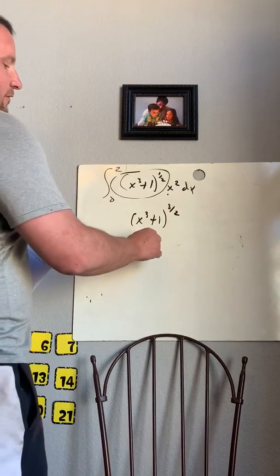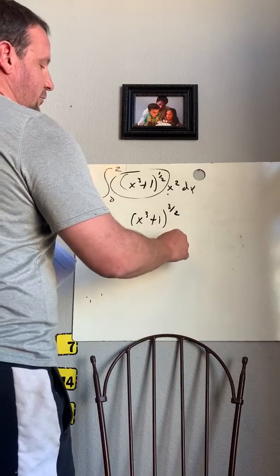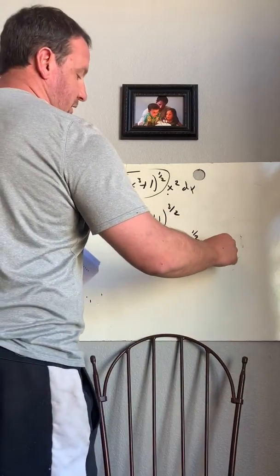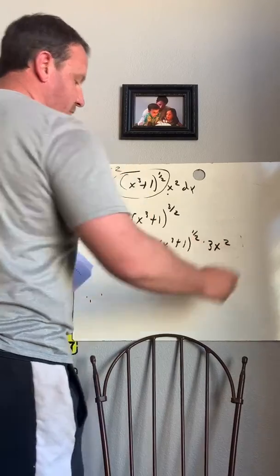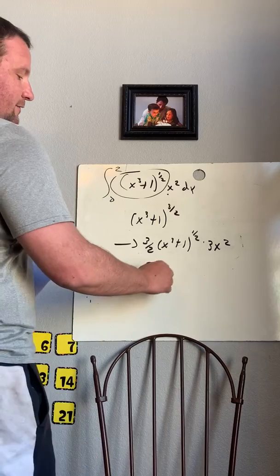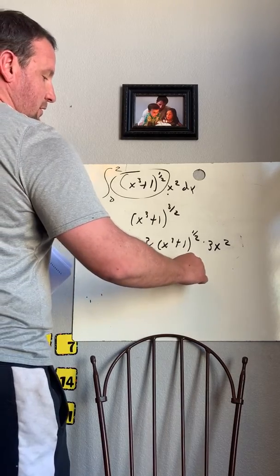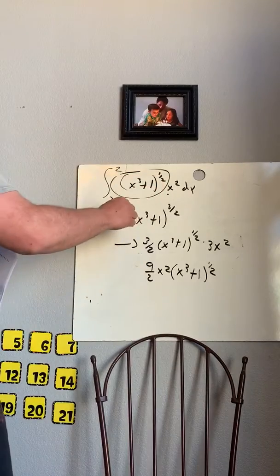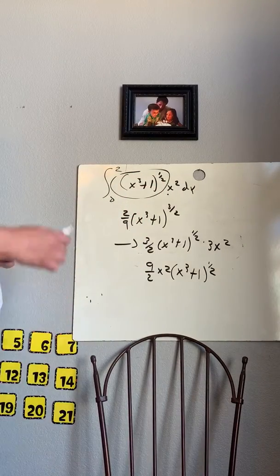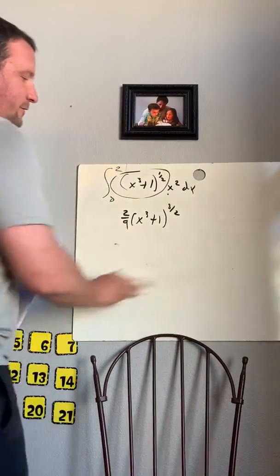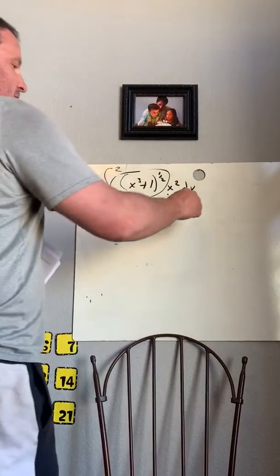If I take the derivative of that, I get 3/2 times x cubed plus 1 to the 1/2. Derivative of the inside is 3x squared. This times this would give me a 9/2 x squared times x cubed plus 1 to the 1/2. I don't want the 9/2, so I'll go back up here and put a 2/9. Okay, so then I'm going to evaluate this from 0 to 2.